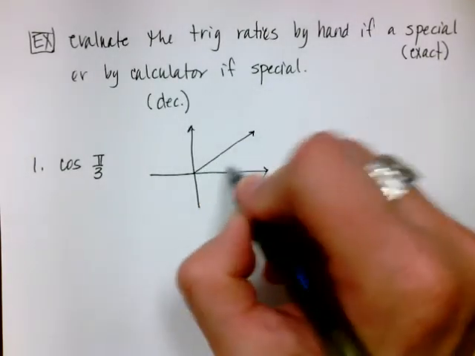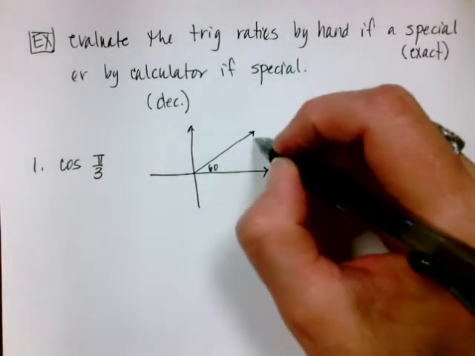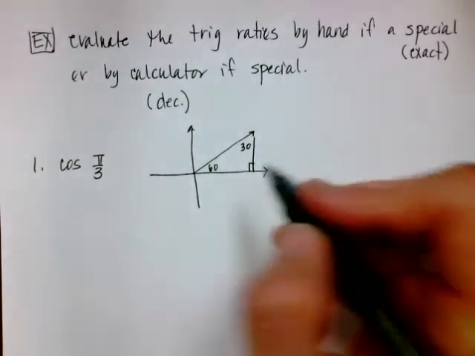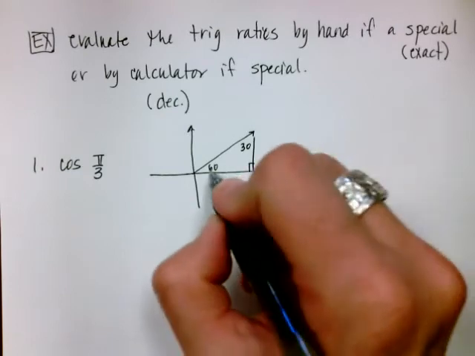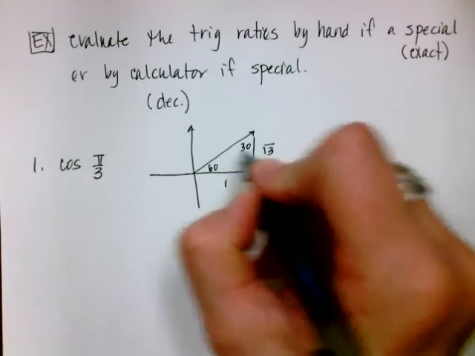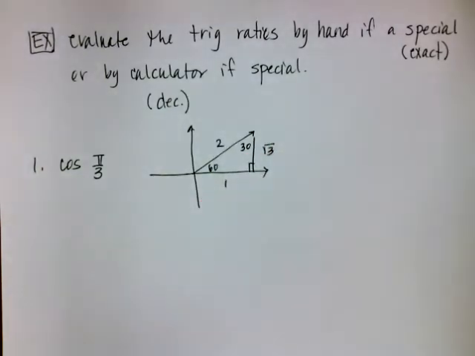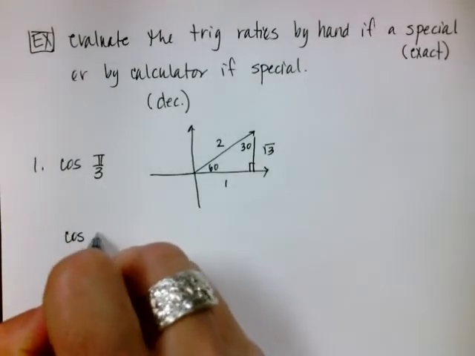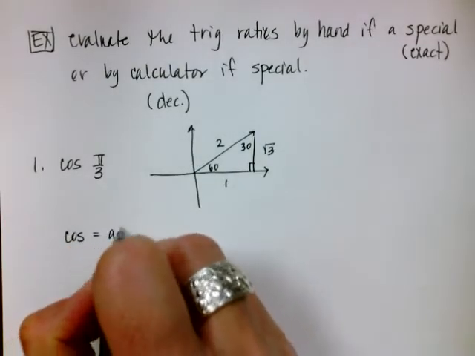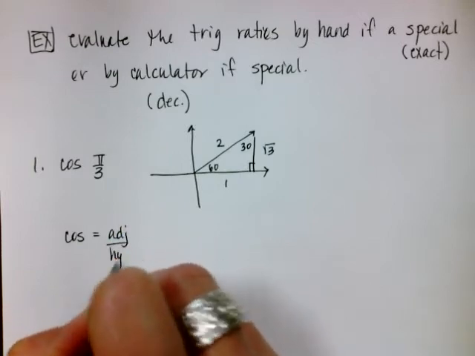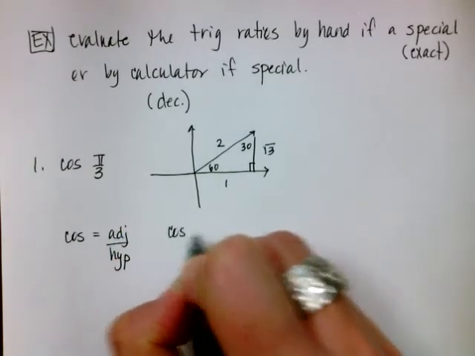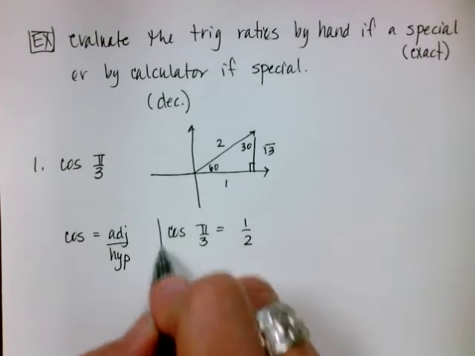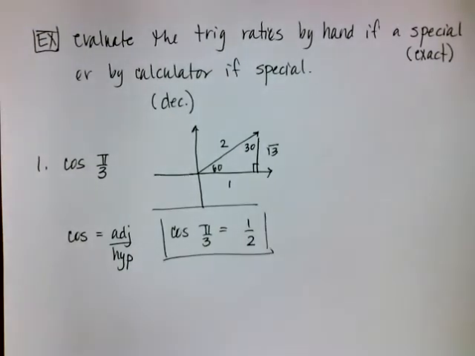So here's my 60-degree angle, okay? And it's going to create a right triangle. So if this is 60, this is 30. Opposite the 30 is 1, opposite the 60 is radical 3, and the hypotenuse is going to be 2. So if you'll remember, the cosine is equal to the adjacent over the hypotenuse. So the cosine of pi over 3 is going to equal 1 over 2. There you go. That's pretty easy.